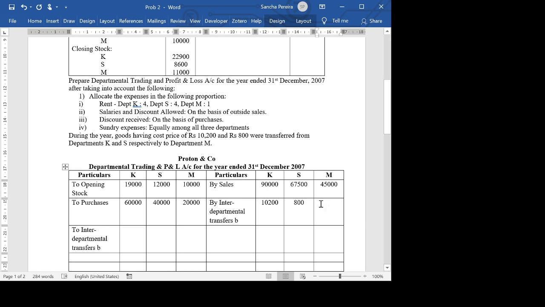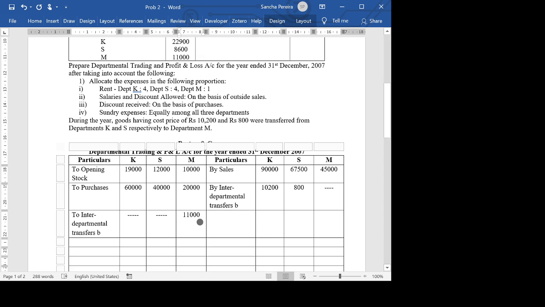I will show carriage inward also, Audrey. That's the next item I'm going to show. I don't have to add carriage inward to purchases. I have to divide it. It's a separate expense. So K is transferring 10,200, S is transferring 800, and who's receiving all this? M is receiving, meaning it's like purchases for that department. So 10,200 plus 800 comes to 11,000. Is this clear? K and S are transferring, so it's treated like sales, and M is receiving, it's treated like purchases. Like Audrey said, why are we not showing it? I'm going to show carriage inward next.